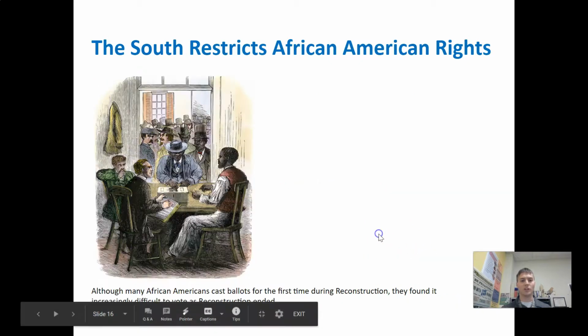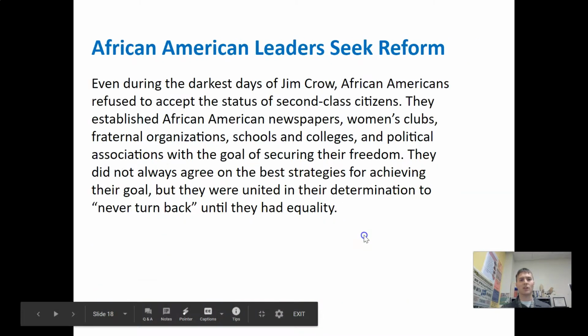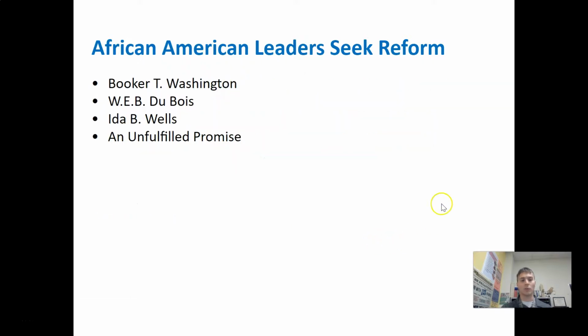But what it does leave is also the voices that are going to advocate for full equality and civil liberties. Some of those people are going to include Booker T. Washington, W.E.B. Du Bois, and Ida Wells, who are going to write about the plights of African Americans. Though they are free, they still fight for this idea of civil equality, equal opportunities with all Americans.